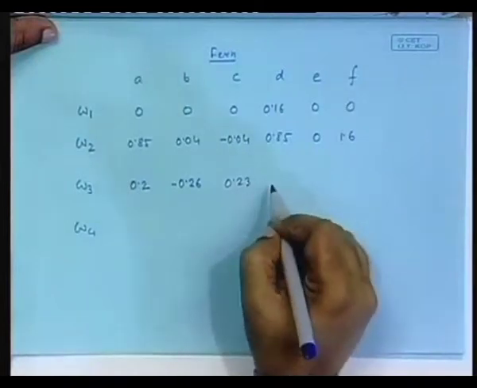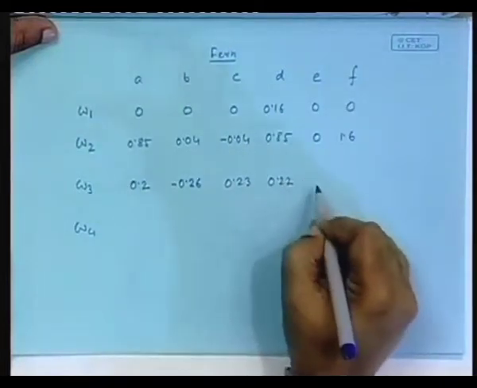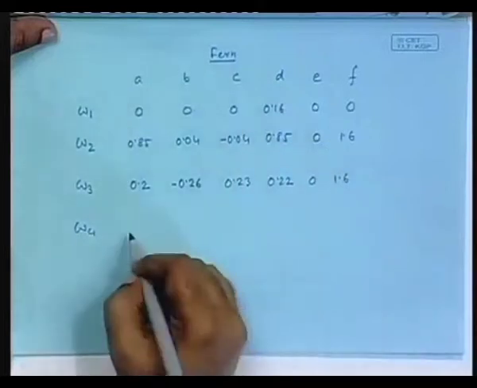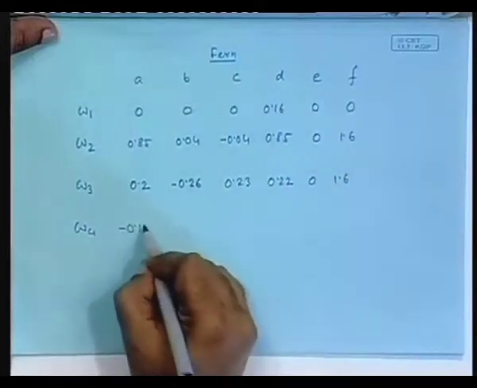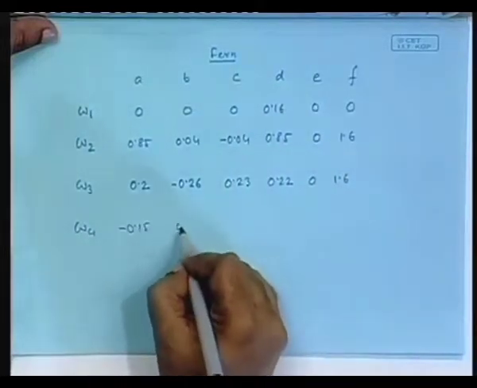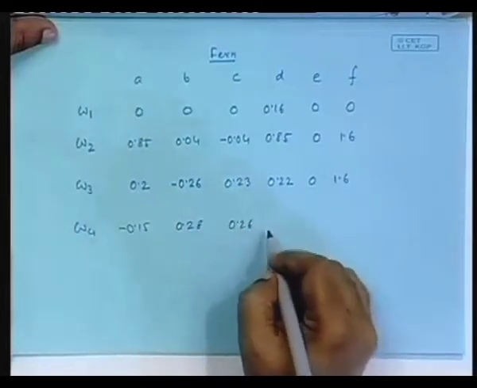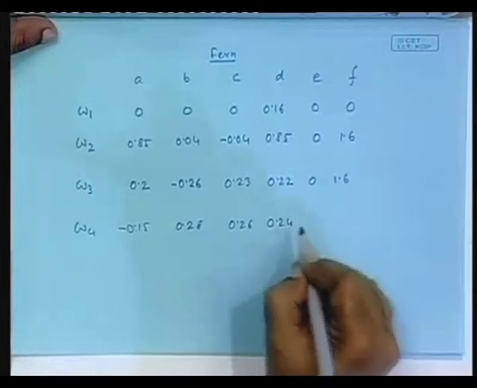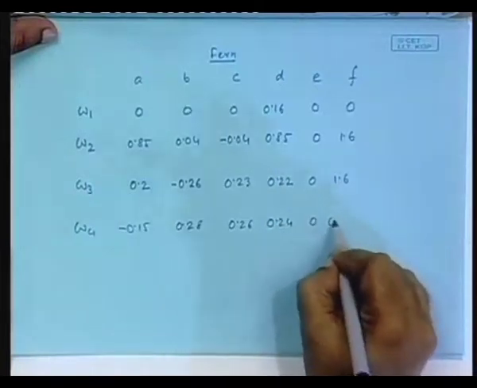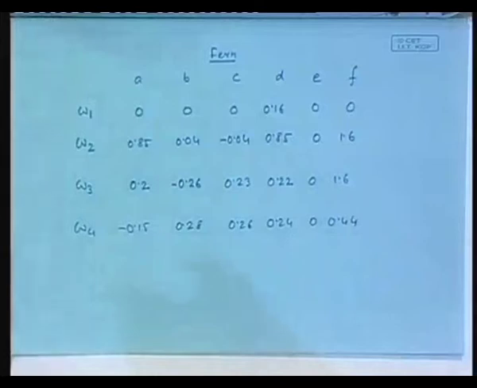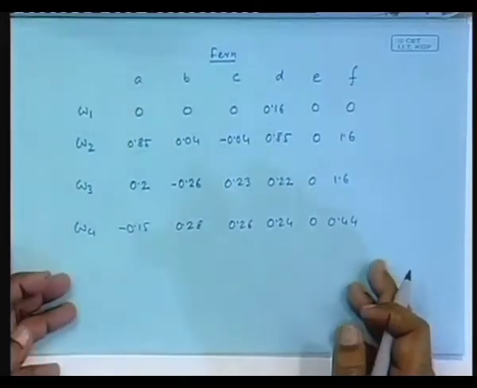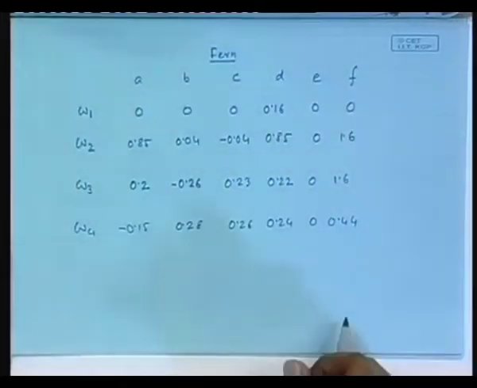0.23, 0.22, 0, 1.6. Then minus 0.15, 0.28, 0.26, 0.24, 0, 0.44. Given these numbers, you will also be able to generate the fern.